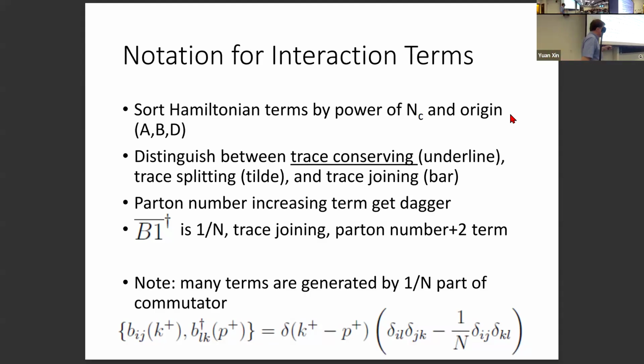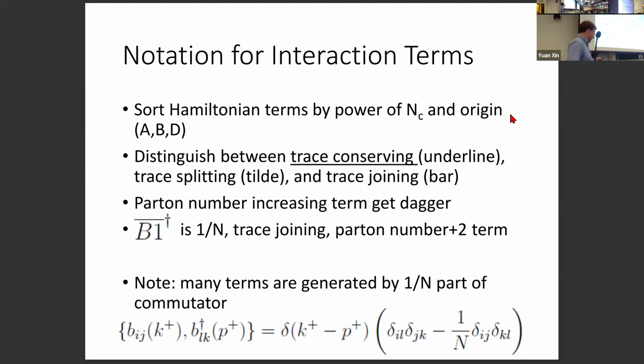And then since they're going to be either trace diagonal or trace joining or trace splitting, let's notate this also with either underline or overline or tilde. One additional thing that we need is a dagger, if we create particles, because we have also particle diagonal terms and particle non-diagonal terms where we can change the particle number by 2. A lot of the terms will actually come not from the Hamiltonian itself, but if you commute through operators, and that's pretty much the only sophistication, if you can call it that, we have to do.